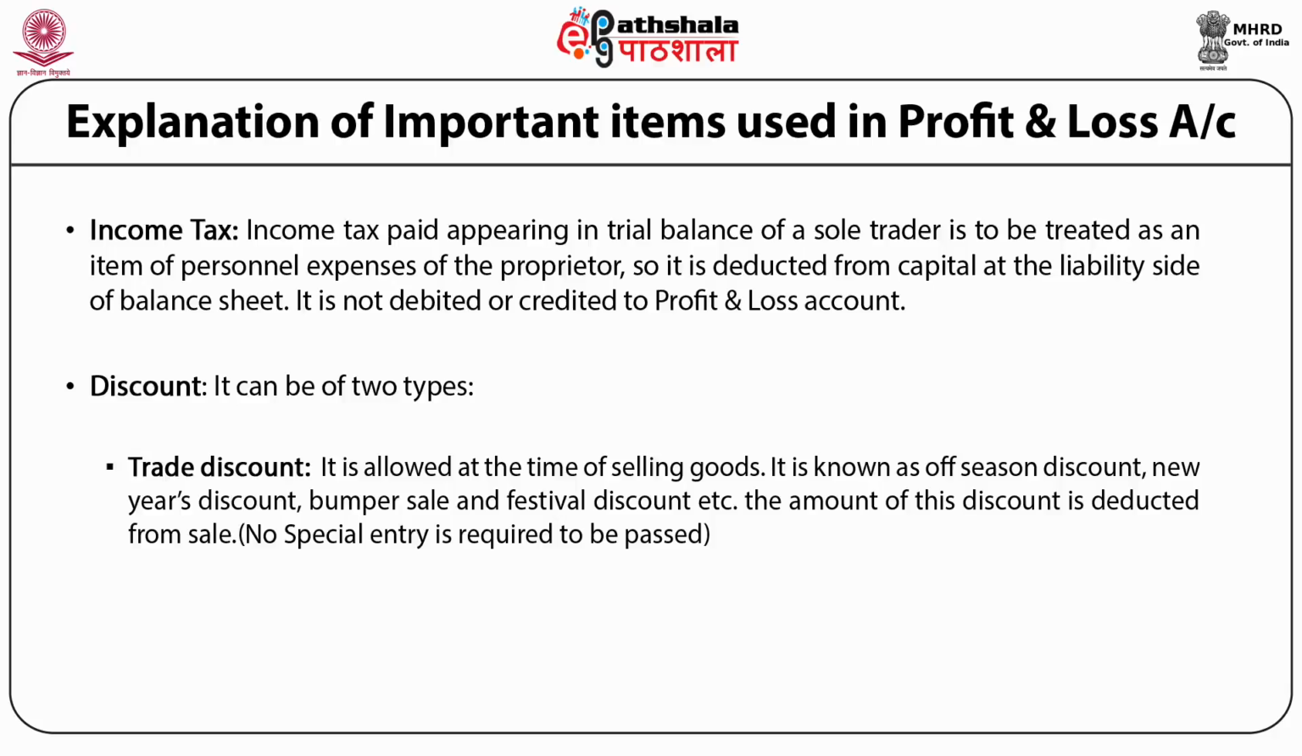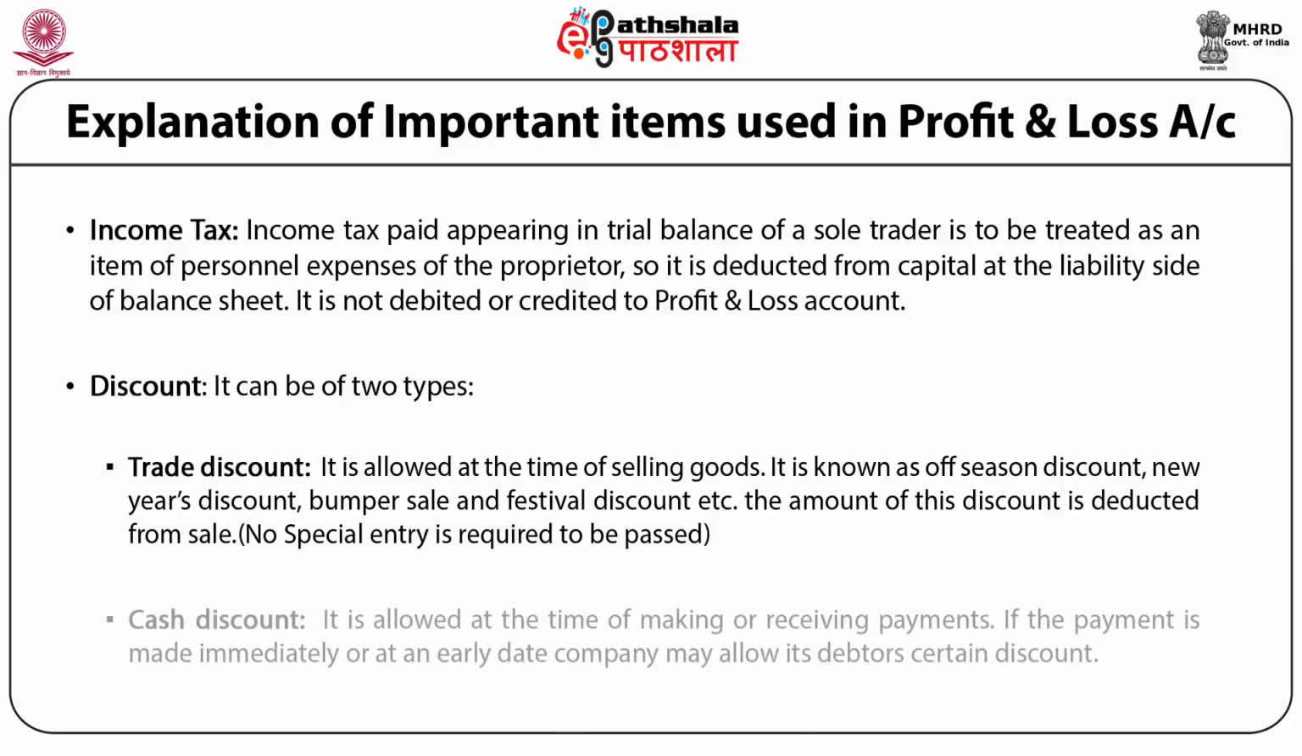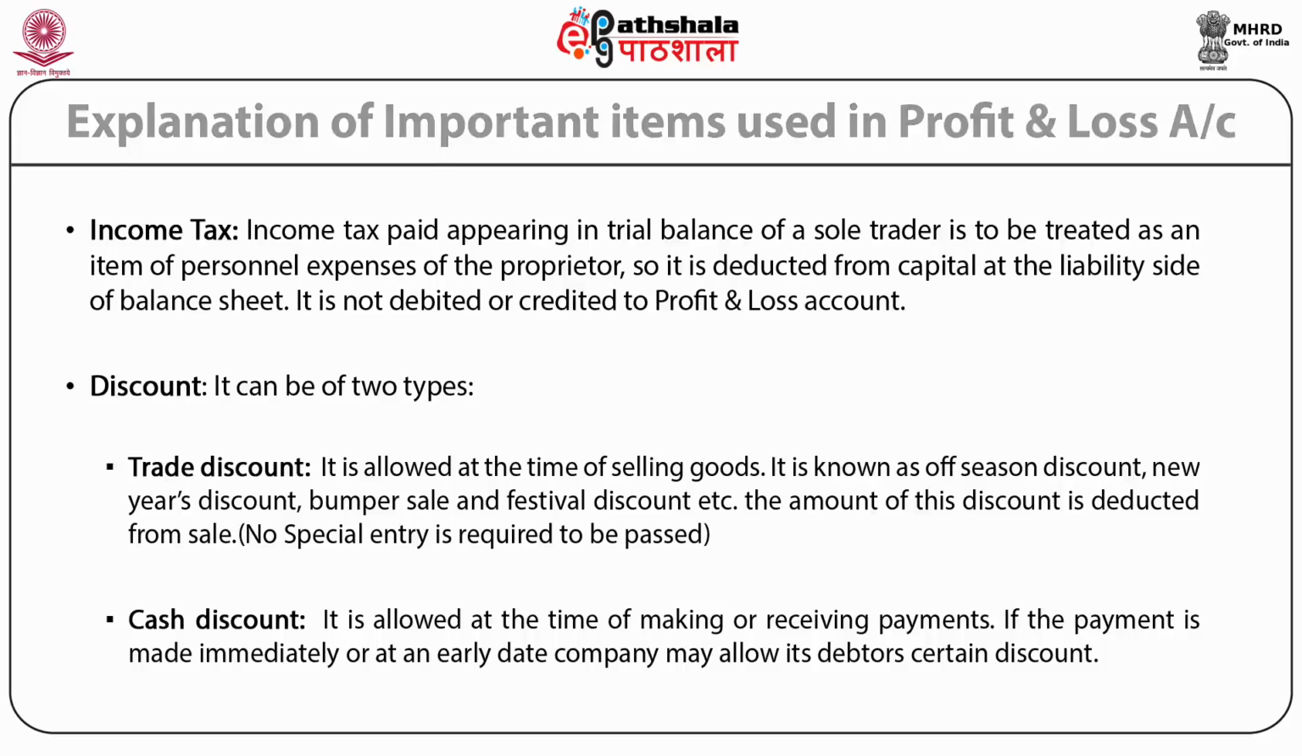Whereas cash discount is allowed at the time of making or receiving payments. If the payment is made immediately or at an early date, the company may allow its debtors certain discounts. Cash discount is an indirect expense and it will be disclosed on the debit side of the profit and loss account.